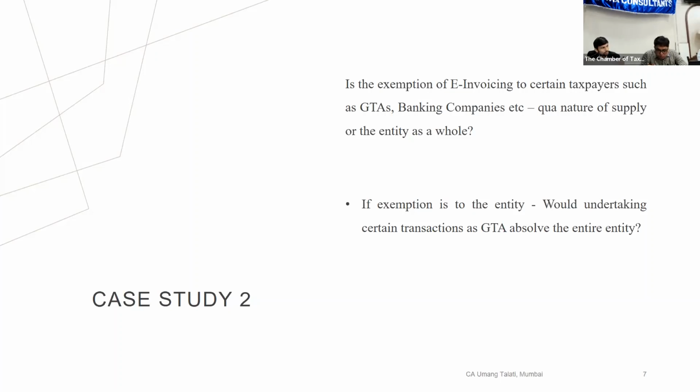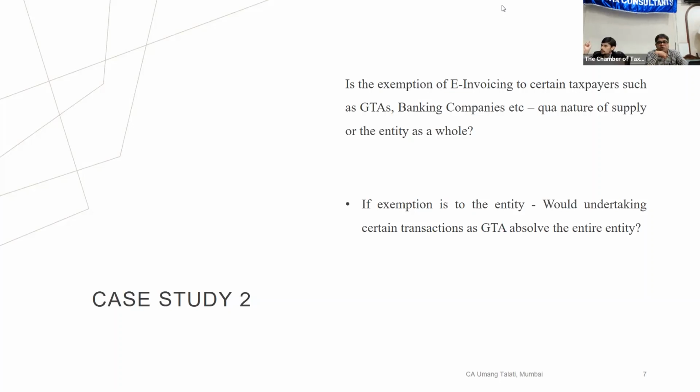So anyone has a view? It is qua registered person. So qua dealer. So now, if you say that it is qua dealer, so qua entity. The FAQ also clearly states that it is for the entity as a whole. Now let's take a scenario where we have a large logistics company. He is doing GTA service, and also providing warehousing and other types of services. Then as a whole, is he exempted from e-invoicing?